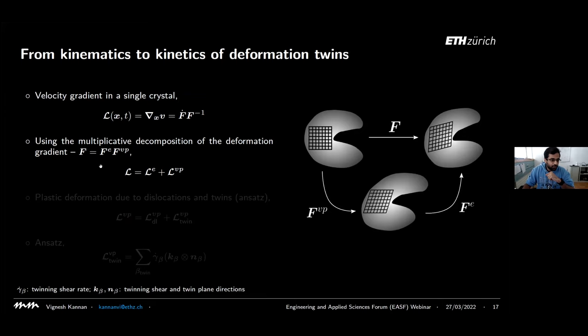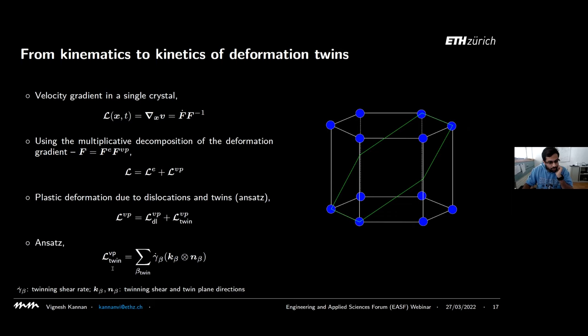And if you actually calculate the velocity gradient from the particle velocities of the samples, you end up with an additive decomposition of elastic and viscoplastic components. So this is the tensorial equivalent of what we defined early on as the scalar strain rate ansatz. Now, if I apply the same ansatz, where the viscoplastic velocity gradient is because of dislocations and twins, you now have a viscoplastic velocity gradient due to twins defined as a shear rate due to deformation twins times the dyadic product between the normal to the twin plane and the direction of propagation of the twin. So N is the normal to the twin plane and K is the shear direction of the twin.